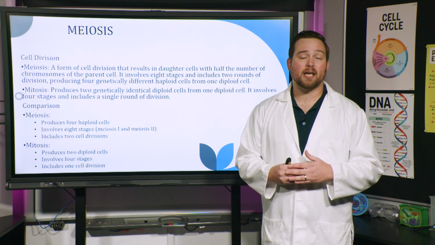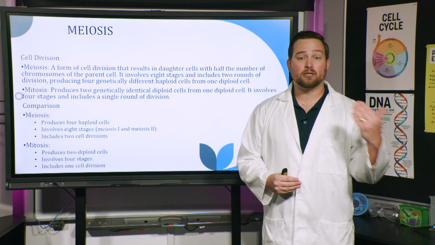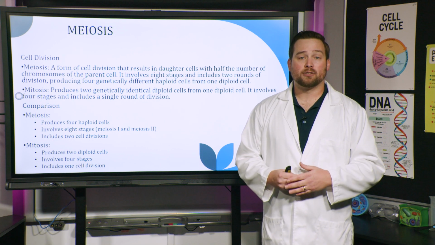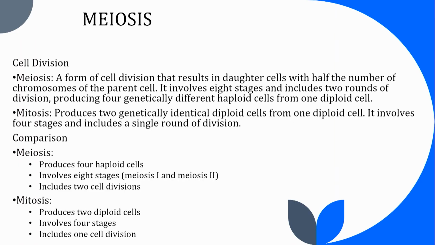Okay, let's take a second and compare this to mitosis really quickly. So I just talked about what is happening in meiosis. Let's compare that to mitosis. So in mitosis, we're actually going to produce 2 genetically identical diploid cells from 1 diploid cell. It involves 4 stages and includes a single round of cell division. So here's a breakdown of the similarities and differences between meiosis and mitosis.